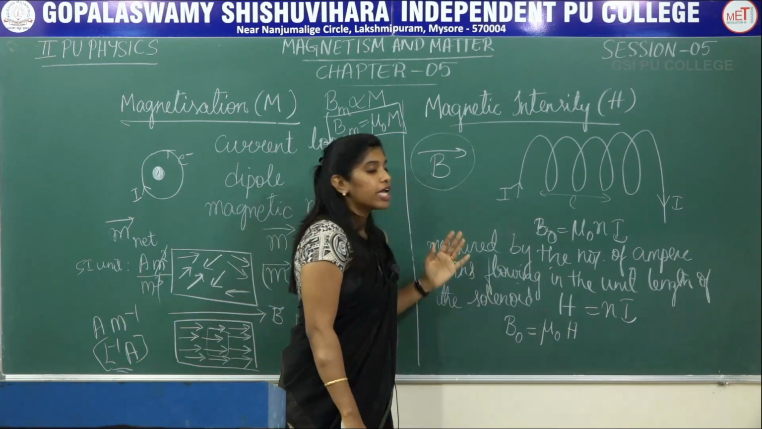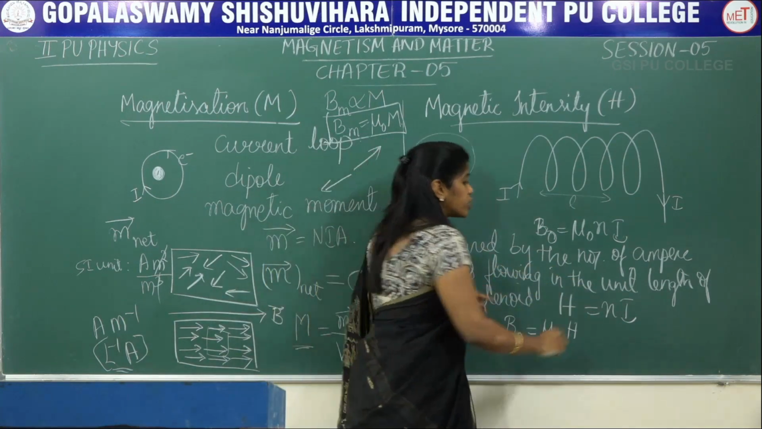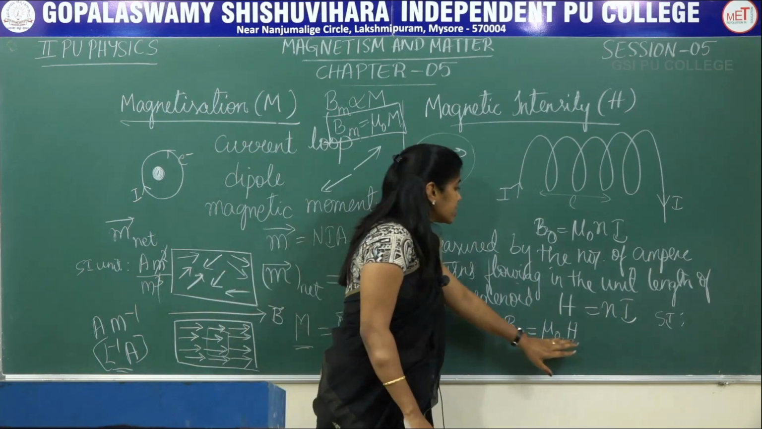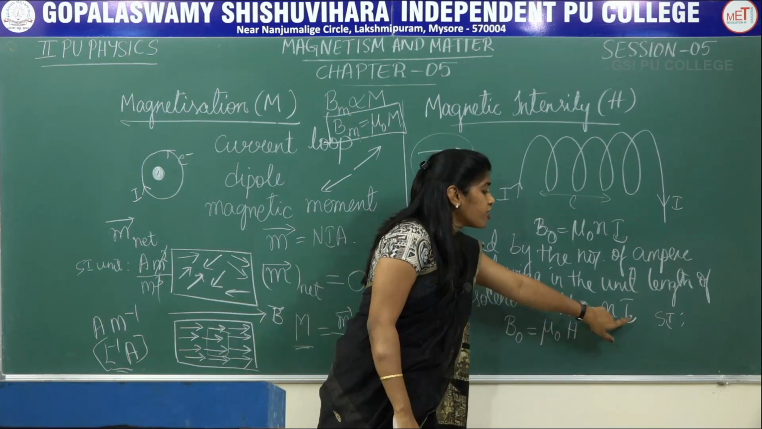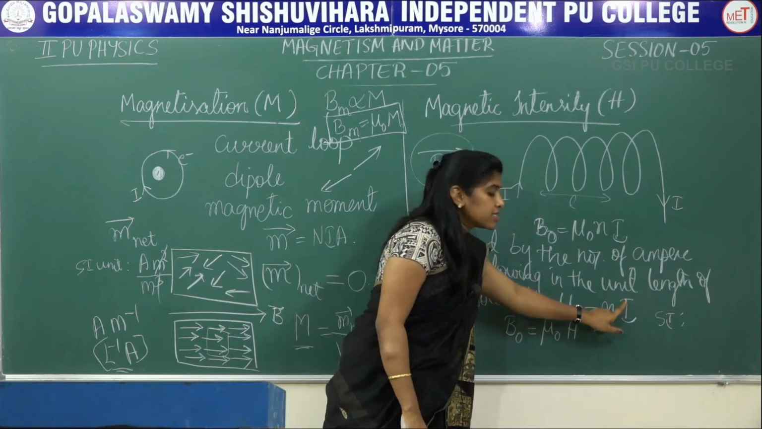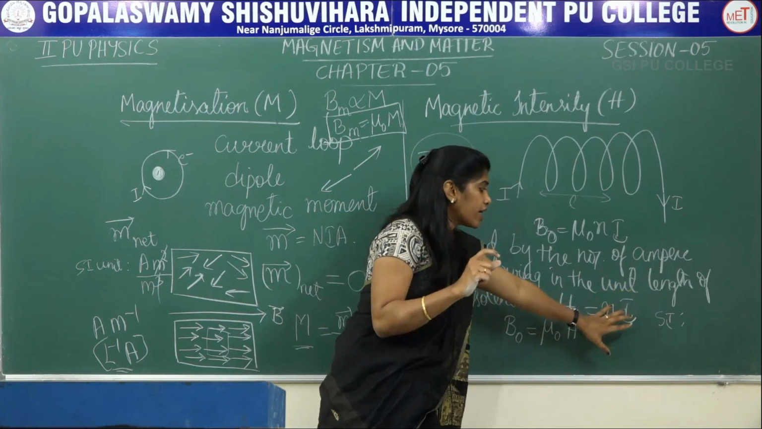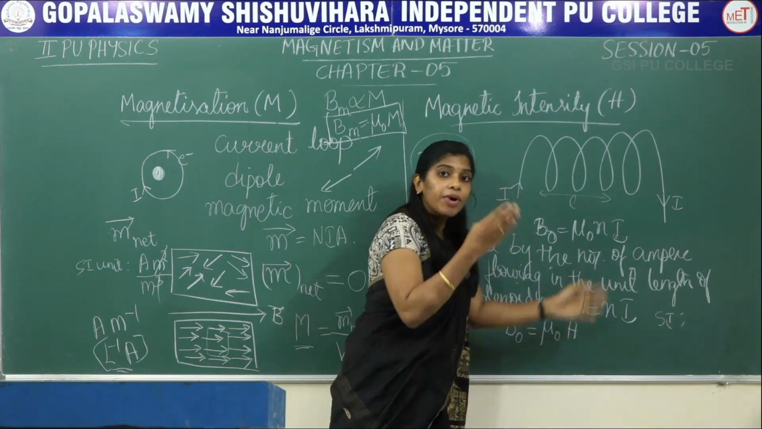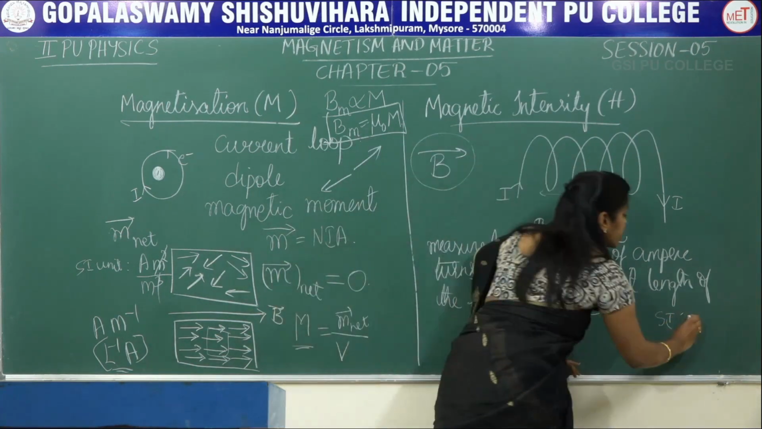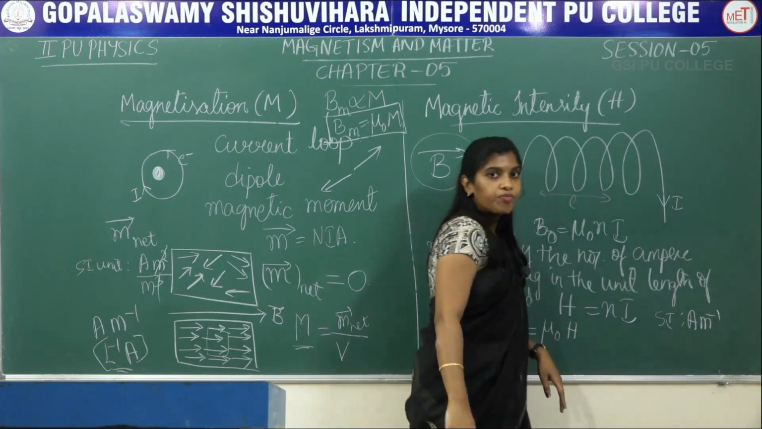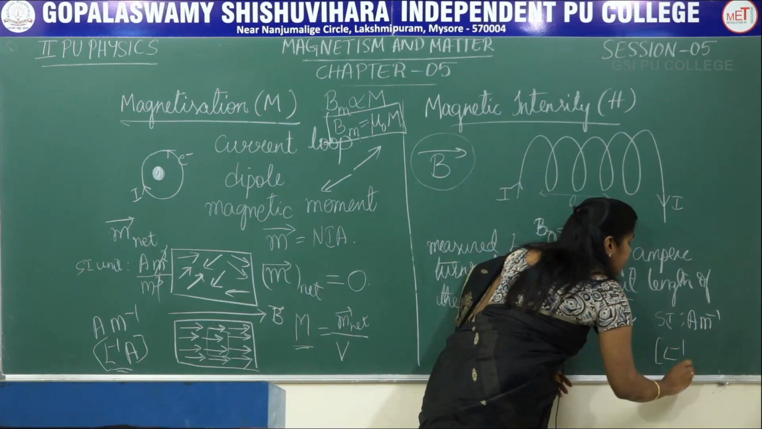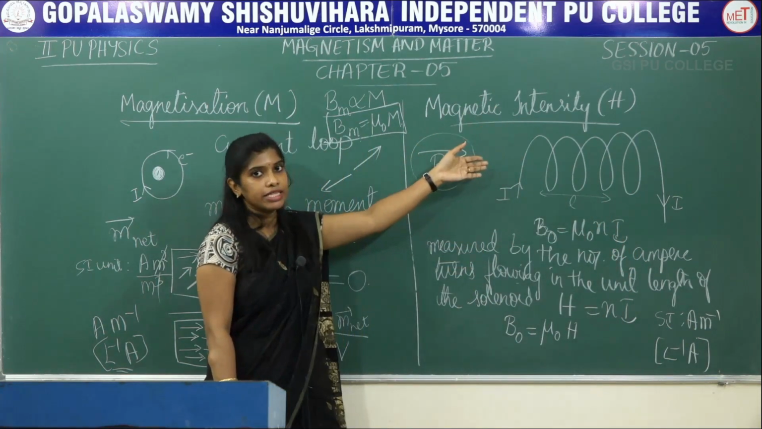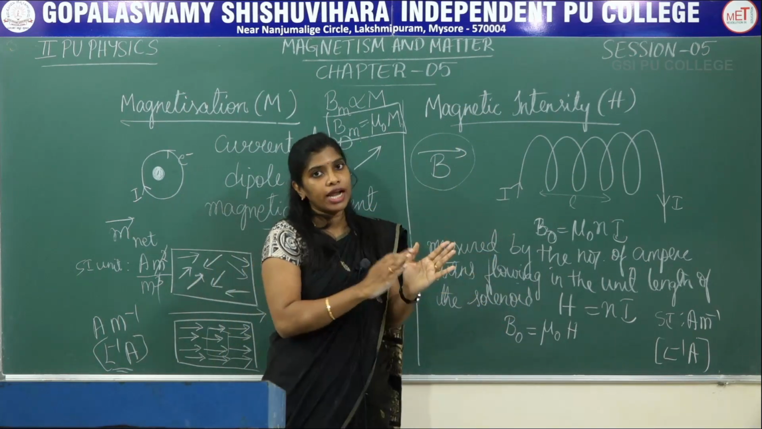Now coming to the SI unit of H, SI unit of H will be same as the SI unit of the magnetization. So what is H? H is nothing but the number of ampere turns, N I. I is the unit of current, which is ampere, but we define this H for number of turns per unit length. Therefore the SI unit is ampere per meter, and the dimensional formula will be L minus 1 A. So both magnetization and magnetic intensity are having same unit and dimension.